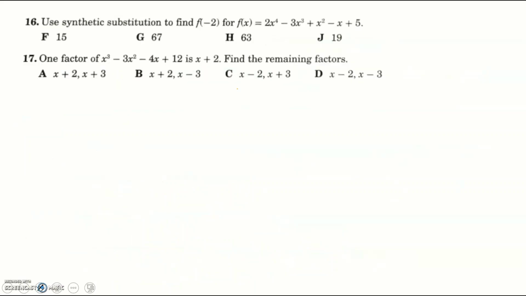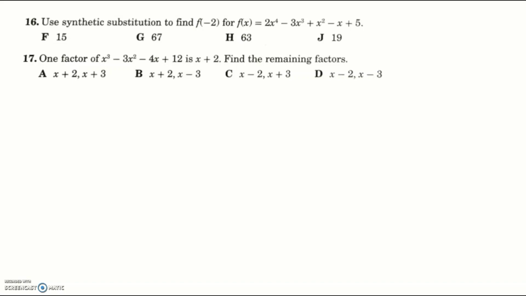Use synthetic substitution to find f of -2 for f of x equals 2x to the 4th minus 3x cubed plus x squared minus x plus 5. And this is actually going to be a case where I tell you to not follow the directions, right? Because when you're taking the test, if they ask you to do it a certain way, unless there's a problem like that one, the synthetic division multiple choice problem, where you have to understand the synthetic division to be able to do it, really you can do the problems using any of the methods.